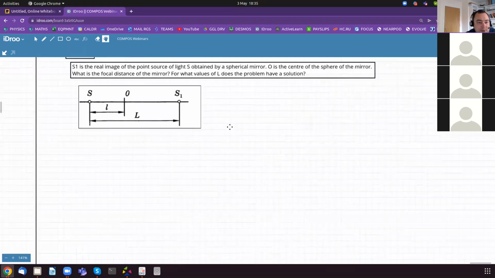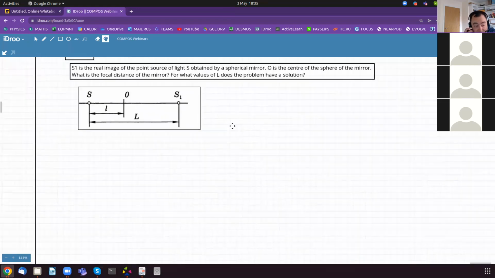What values of L does the problem have a solution? Well, we don't really know the focal distance of the mirror, but it is a real image. That kind of helps. It is a real image. Therefore, the mirror has to be concave.